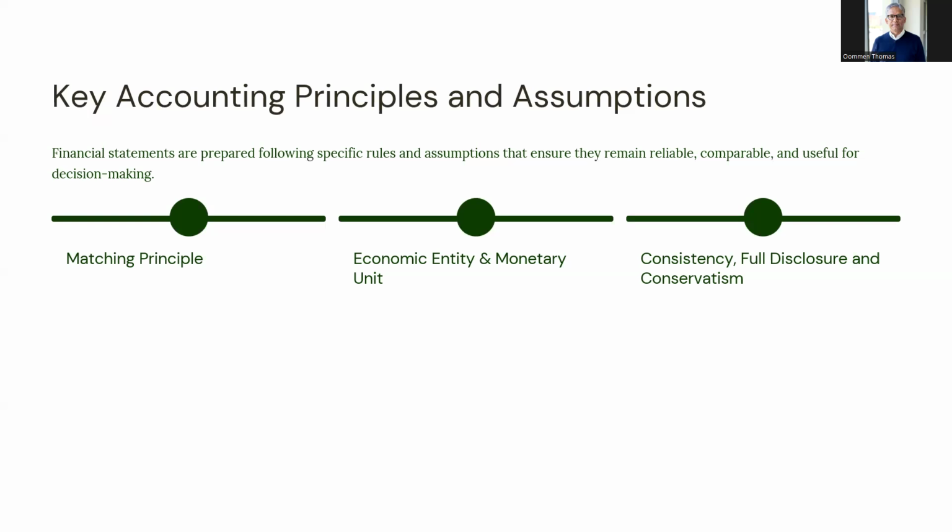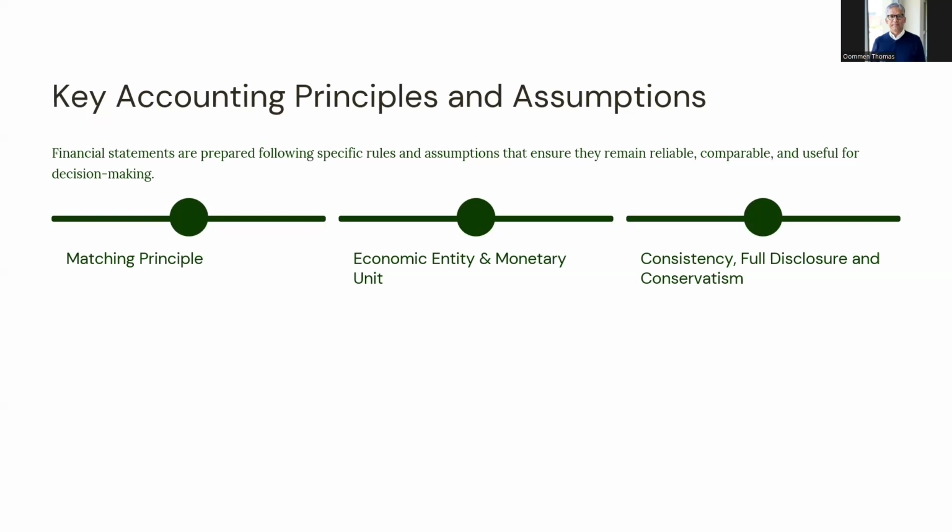And the last set of guiding principles are consistency, full disclosure, and conservatism. Consistency relates to the idea that once an accounting method to report a financial statement is chosen, that method should be consistently applied across the reporting periods. The goal here is that by recording them using the same accounting methods, you are now able to compare across periods, so to facilitate comparisons.